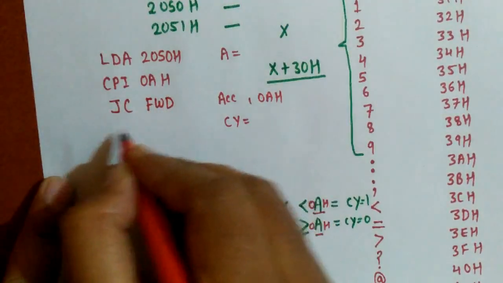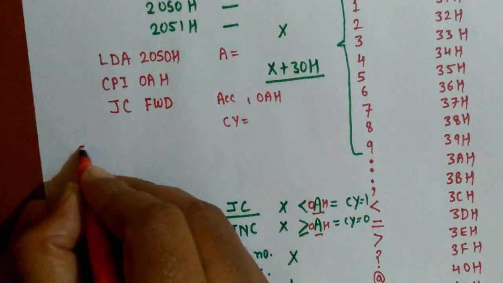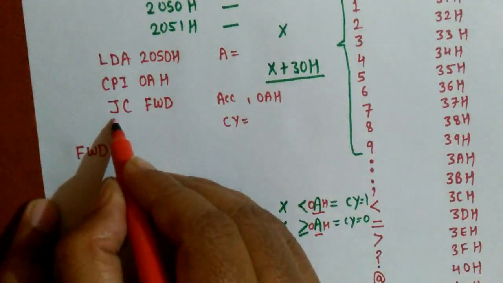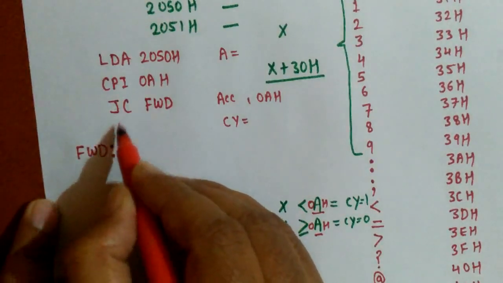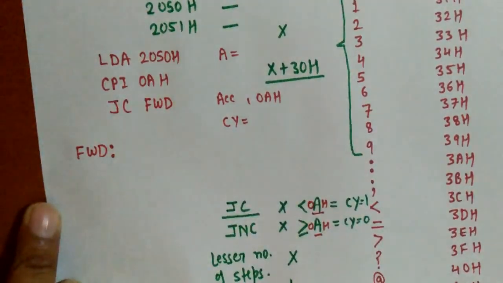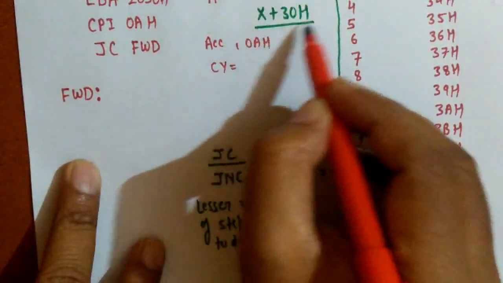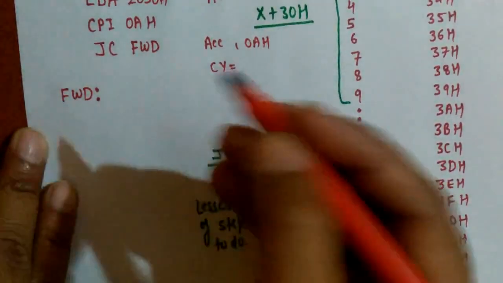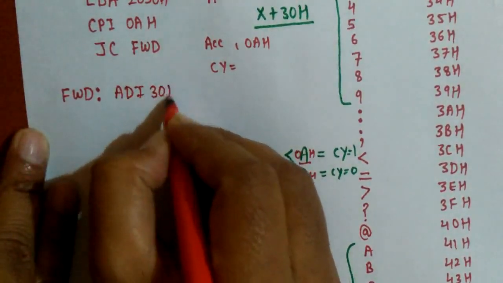After getting a carry I am going to jump to some specific memory location, and I am specifying that location here, FWD. I have left some space here because I will write the instruction for the case carry equal to 0 there. Remember, if we are getting carry equal to 1, then we simply have to add 30 to the original number. So in the case where we have got the carry and jumped to this location, I have to add only 30H to the number.